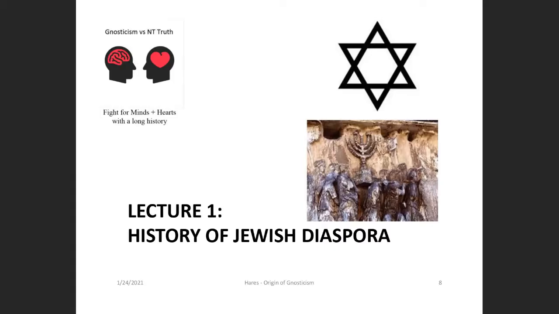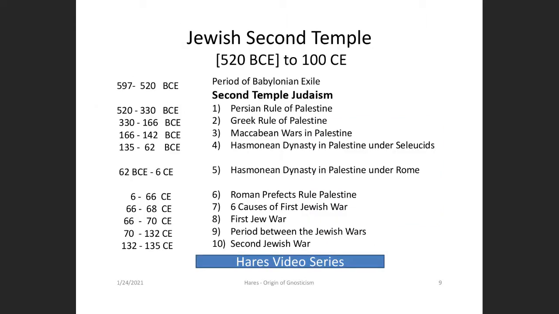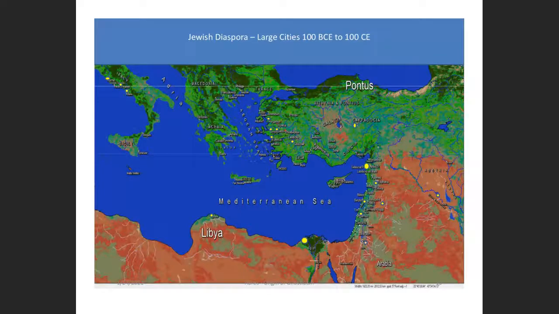Welcome back to the lecture on Gnosticism versus New Testament truth. We're looking at the origin of Jewish and Christian Gnosticism. Remember, Gnosticism versus New Testament truth is a fight for the mind, the hearts, and the deeds with a long history. But you can't understand how the Jewish and the Christians were intertwined unless you look at the history of Jewish diasporicism.